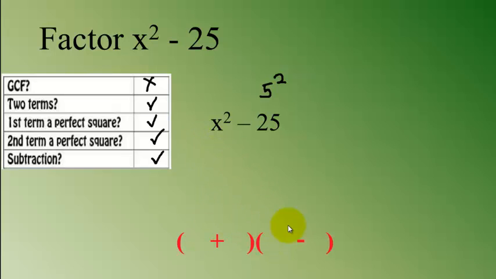So the first term in each factor will be x, and then the second term on each factor will be your 5.